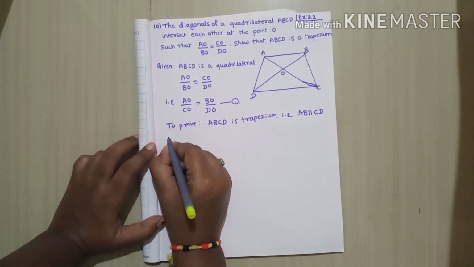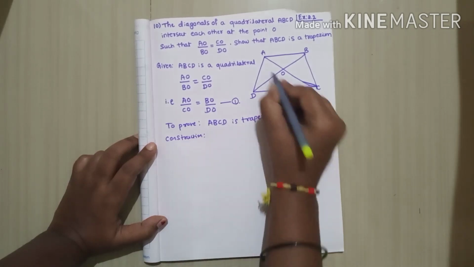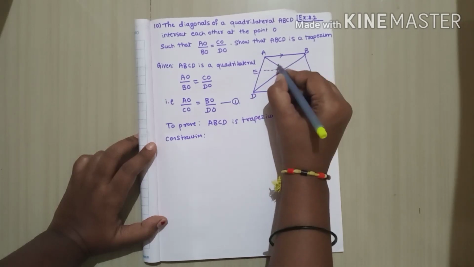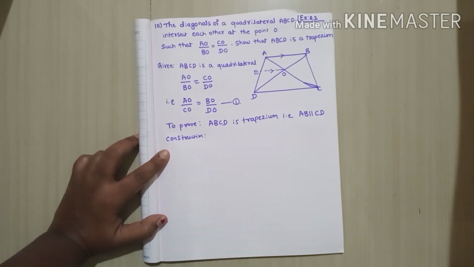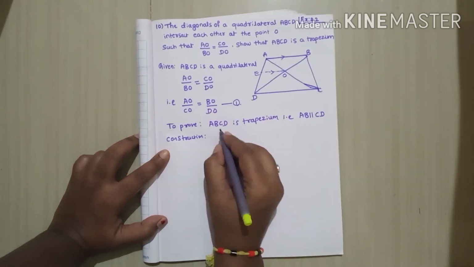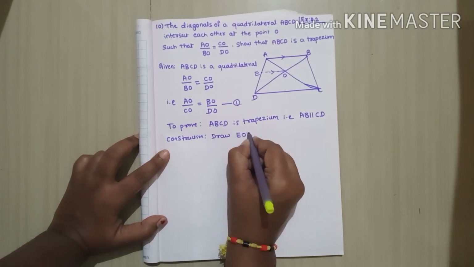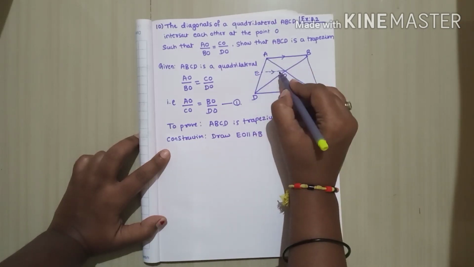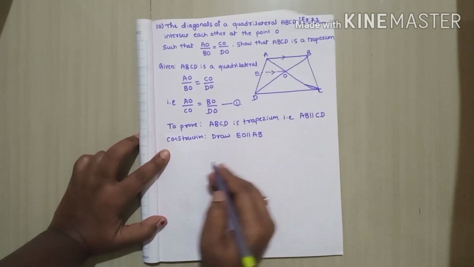Next, we have to do one construction here. Construction is, we have to draw one line EO parallel to AB. EO and AB are parallel lines we have to take here. So for that, after constructing, I will write that. Draw EO parallel to AB. Now you see EO is parallel to AB. This EO is there in the triangle ADB, DB or DAB we can take, no?